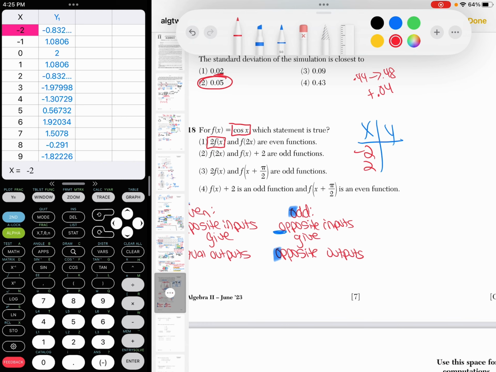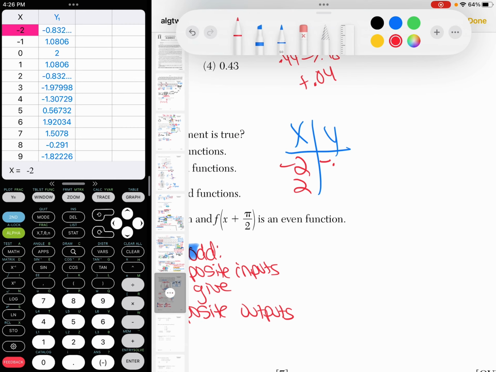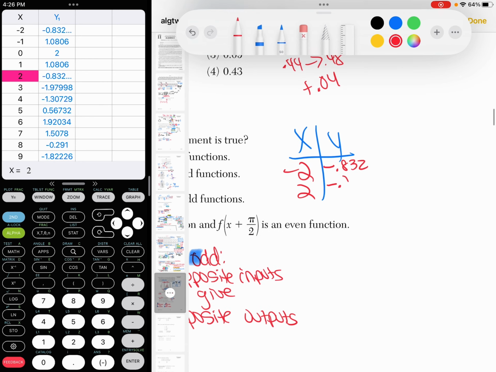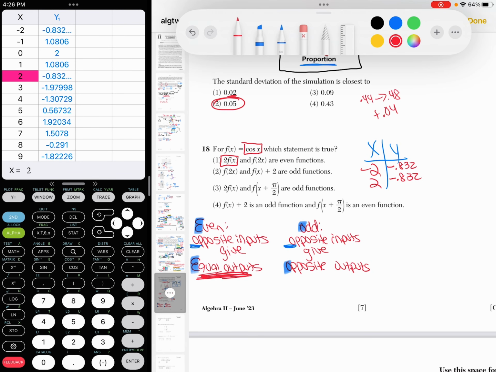Okay, so my opposite inputs, for example, like -2 and 2, -1 and 1, -3 and 3, it doesn't matter which ones you look at, just compare them. -2 for this first one that I graphed has an output of -0.832. And then +2, when I go down to it, has an output of, guess what, -0.832. Those two numbers are equal. If they have equal outputs, they are even, and this one says that they're even. So that one checks out, but it's not only talking about that, it's talking about another one as well.